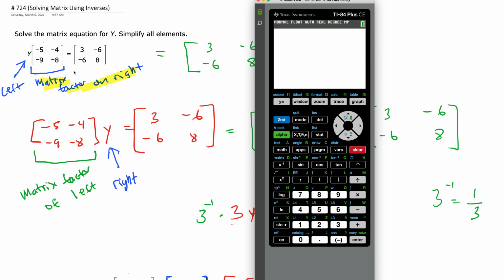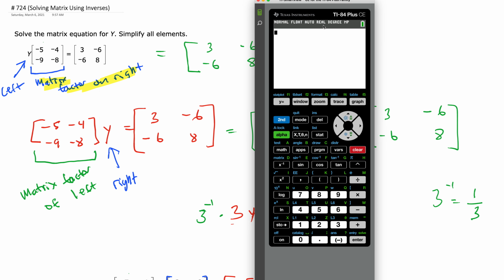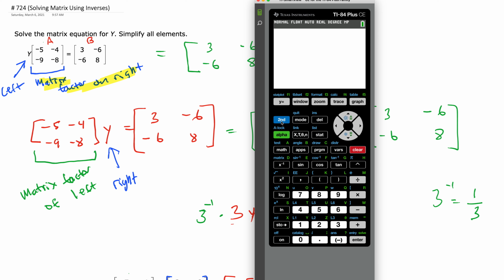So what we're going to do is multiply this right side matrix with the inverse of this matrix that's right here. So you're going to multiply this times the inverse of that, and that'll get you y. We're going to call this matrix A, and I'll call that matrix B. Okay, so go here and let's set up our matrix A.